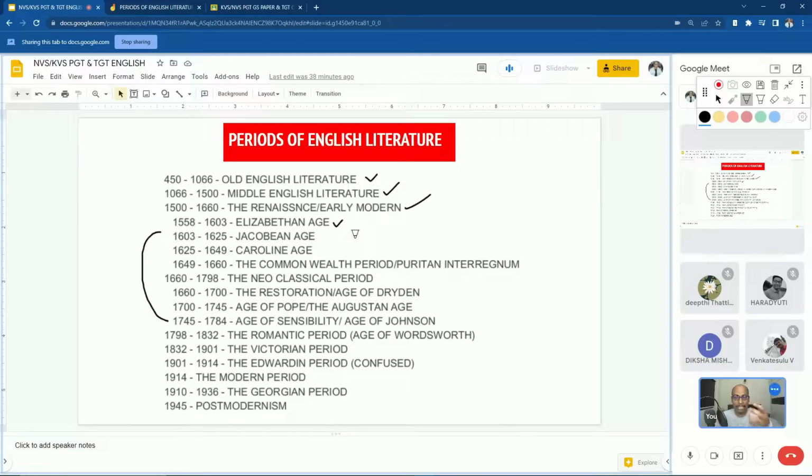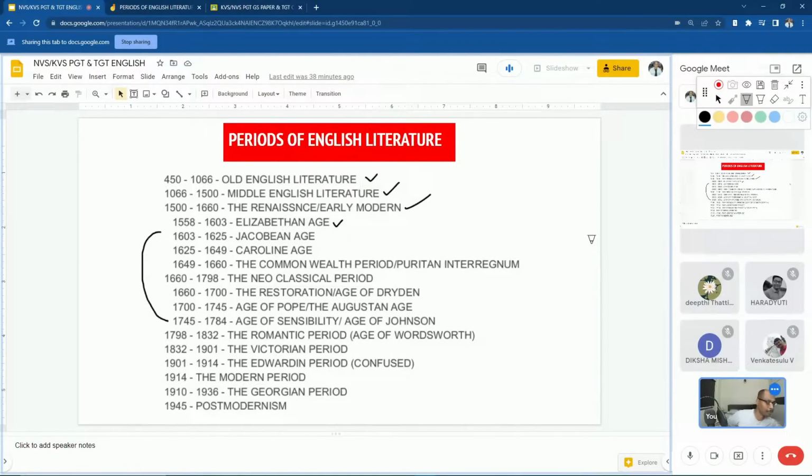If you think that these ages are not important from the examination point of view, yes, I do agree with you. But if you skip from 1603 and directly enter into 1798, how do we understand what happened before the Romantic period, what led to the Romantic period, and what the different developments in English literature were?